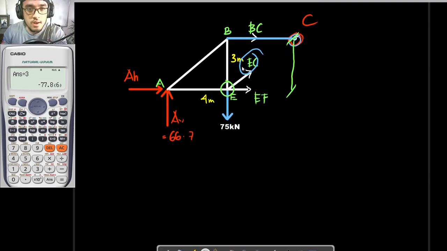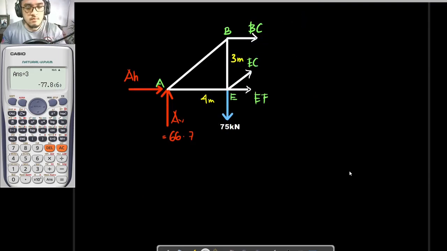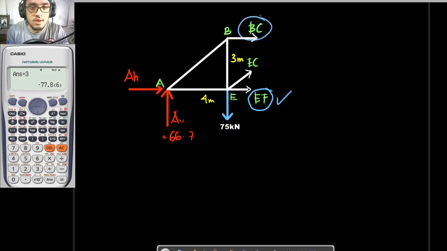And I would be erasing this. We already know the value of EF. As for the values of BC and EC, we don't know them yet, so we would be solving for them. So for us to get the value of BC, we can either apply the summation of forces horizontal and summation of forces vertical, or we can once again get the moment about a point. So where would that point be in such a way that your BC would be the only variable in the equation?